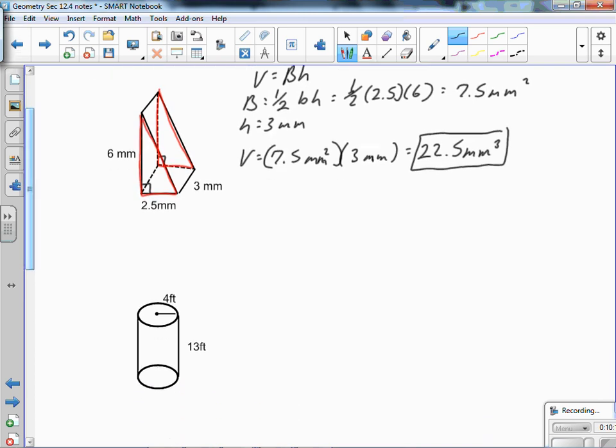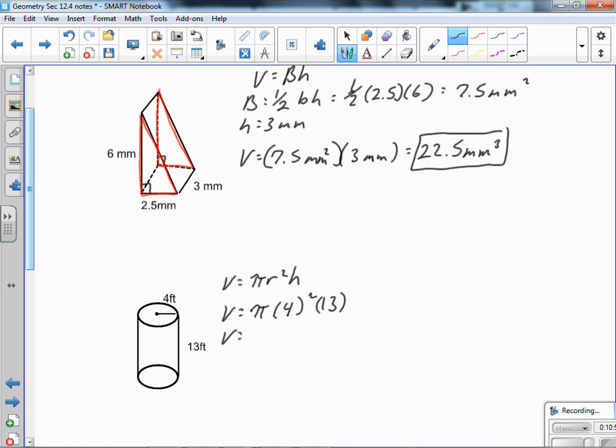All right, next one is a cylinder. Still area of the base times the height, but because it's a cylinder, we get a little more specific formula because the cylinder is always going to have circle bases. So pi r squared times h. So our volume here is going to equal pi times the radius, which is 4 squared, and times the height of 13.